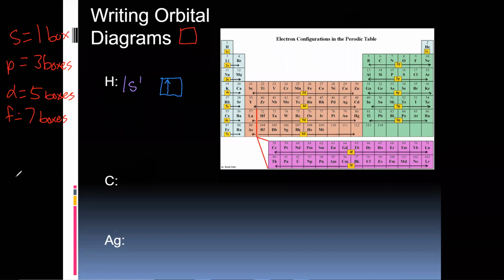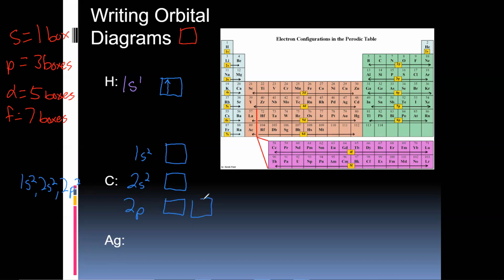Carbon's electron configuration I'm going to write over here. Carbon has an electron configuration of 1s2, 2s2, 2p2. Okay? So I'm just going to expand it a little bit. That 1s2 is going to get 1 box. The 2s2 is going to get 1 box because, again, s's have 1 box. The 2p is going to get 3 boxes.